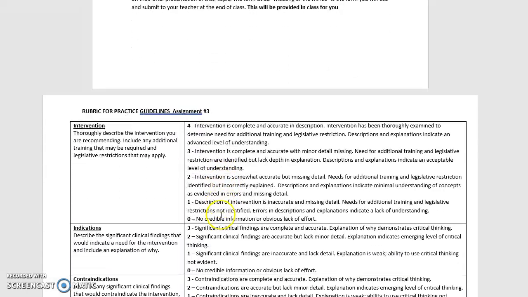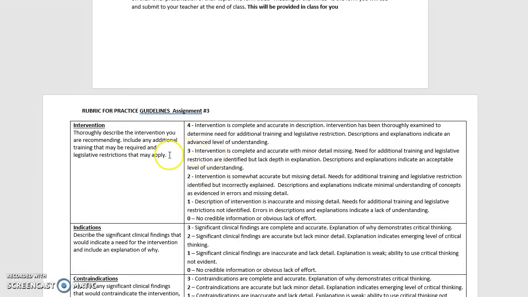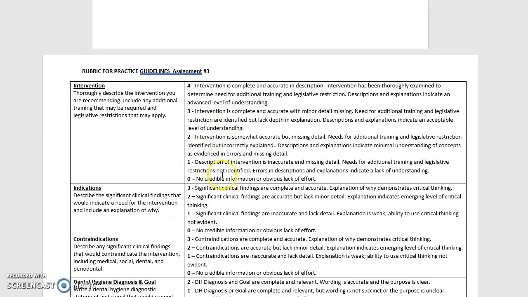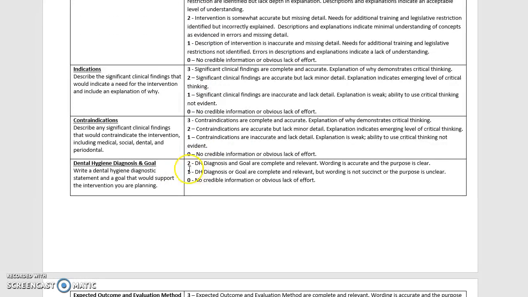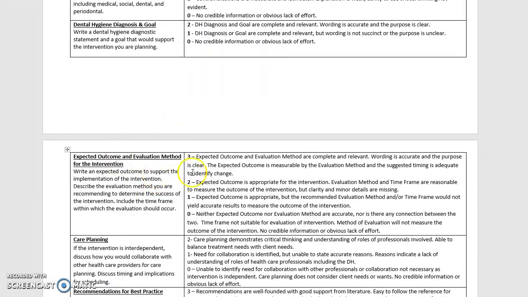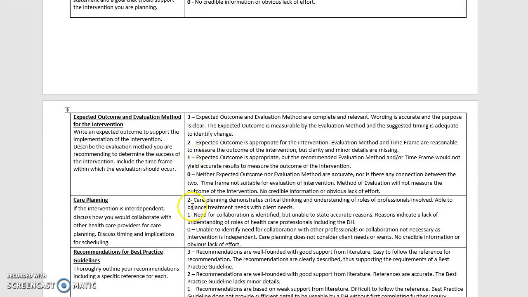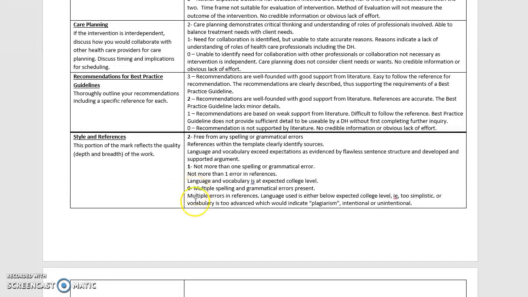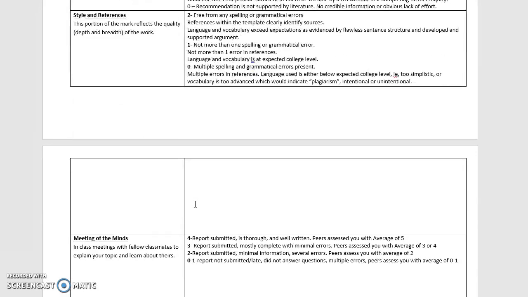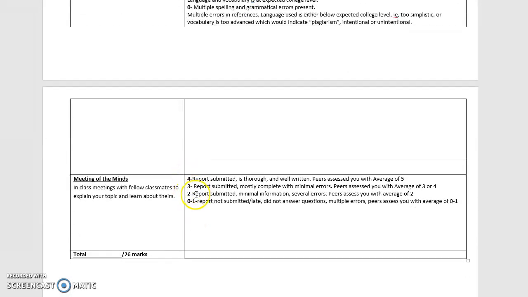So the rubric for your assignment is here. Interventions, these are the things I'm looking for, 4 marks. Indications 3, contraindications 3, diagnosis 2, expected outcomes 3, care planning 2, recommendations for best practice 3, references and spelling 2, and then the meeting of the minds is 4, for 26 marks.